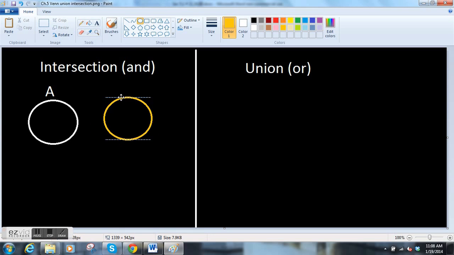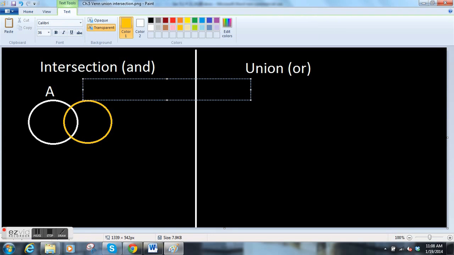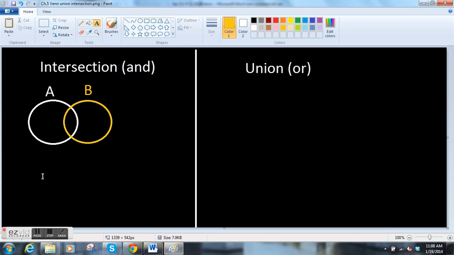So B, right now they're mutually exclusive. We have nothing in common. B is mutually exclusive, but as they merge together, it's happening before your eyes, you can see the intersection. Do you see they're intersecting? There you go. We'll call that B. This is event B.